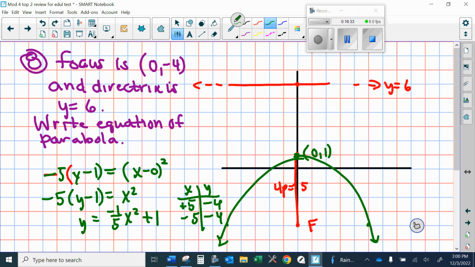Arrows shown, it goes on forever. That's the sketch of the parabola. So I sketch it as well as writing the equation. Okay, you can leave it there. If it's multiple choice, you're going to pick one of those.